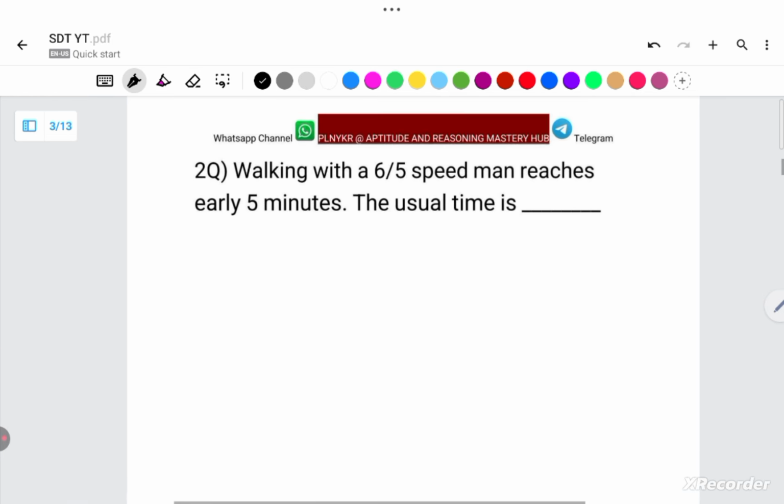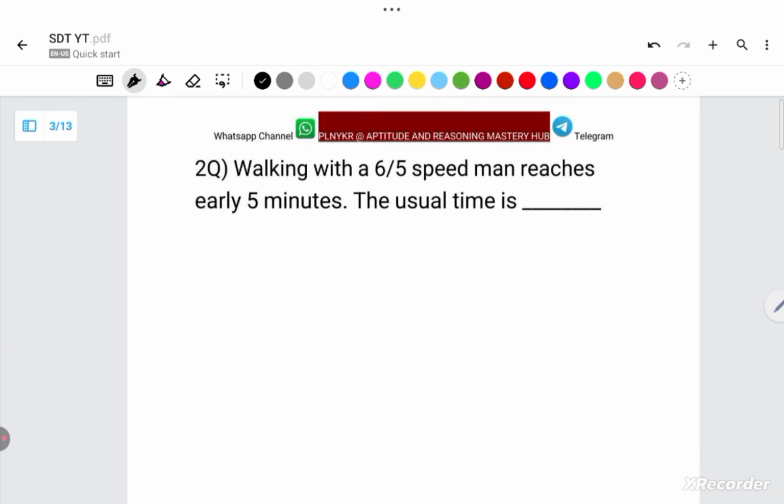We can solve the question in multiple ways. First, I will be discussing the traditional normal method, and next I will be moving on to the fastest method, that is the ratio concept, because in advanced questions we will be able to solve faster with the ratio concept.